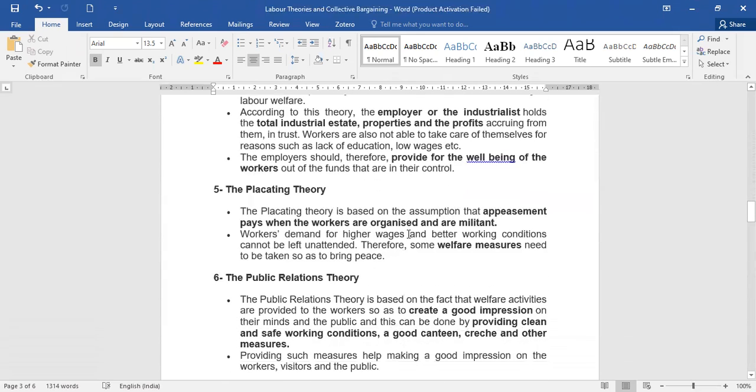Then the parasitic theory is something which is based on appeasement, when the workers are organized and are militant.